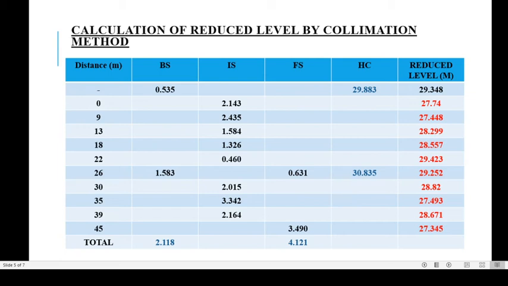Now we will add 29.252 with 1.583 and we will get the height of collimation at the first change point, that is 30.835. So in this way the height of collimation at the first change point is calculated. Next, after obtaining the height of collimation at the first change point, we can calculate the reduced level for the rest of the 4 stations by subtracting the IS from the height of collimation. Then in order to perform the arithmetic check, we will sum up BS, sum up FS.